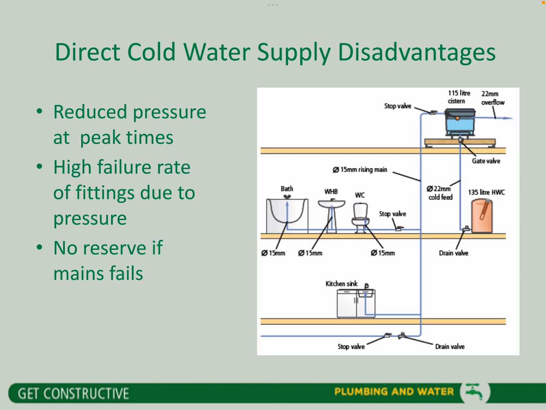Direct cold water supply, there's obviously disadvantages to this. You reduce pressure at peak times. So this is generally in the morning and in the evening. That means when people are generally getting up, having showers, doing their dishes, cooking dinner, you're going to have less pressure coming through your taps. That's because most of the pressure will be going to other houses before you on the supply line.